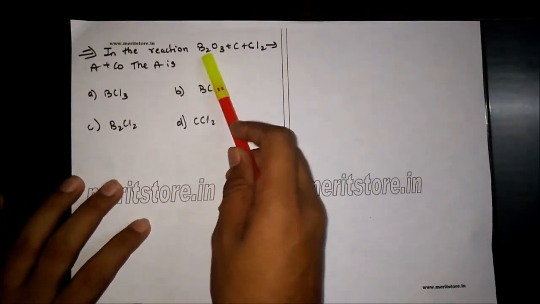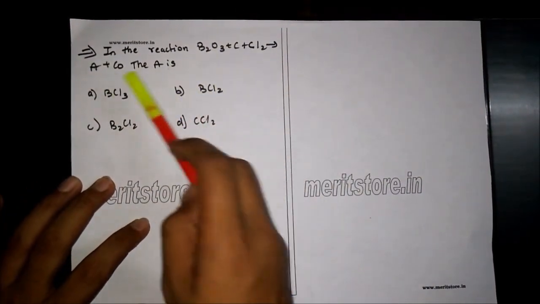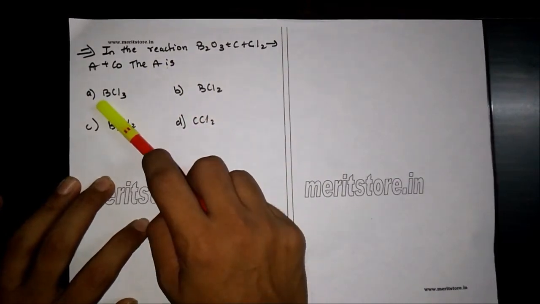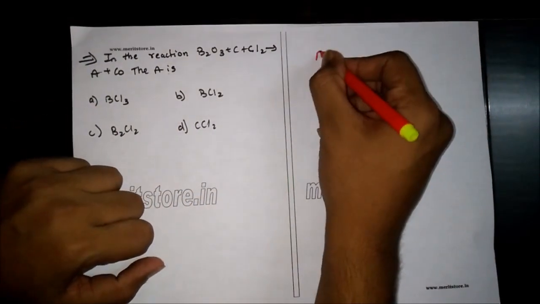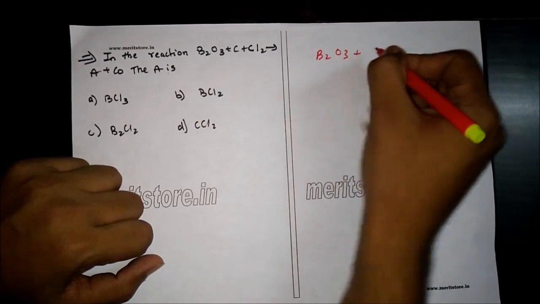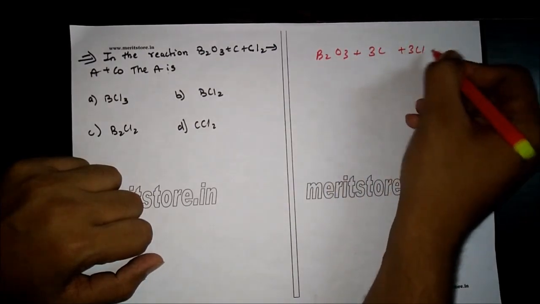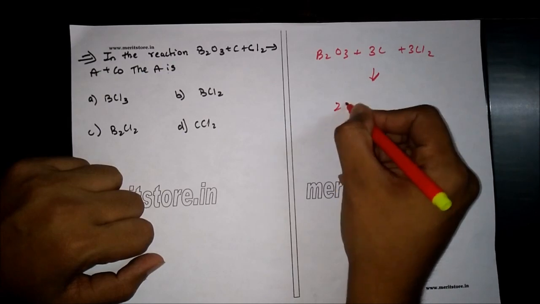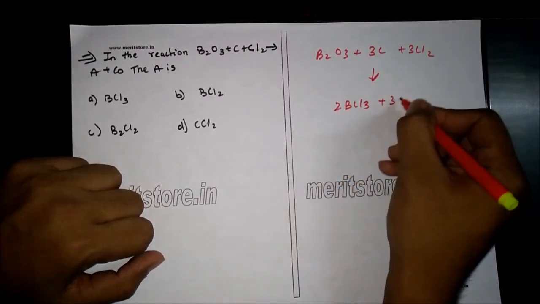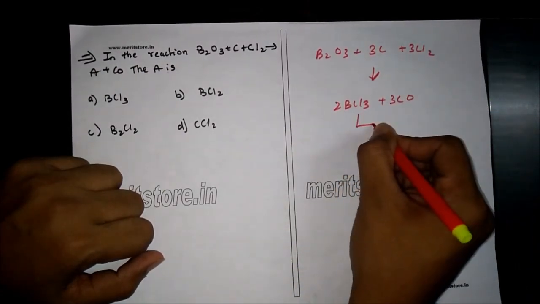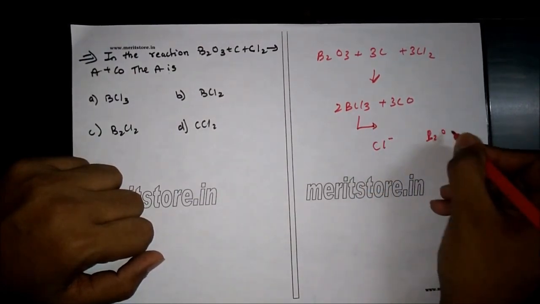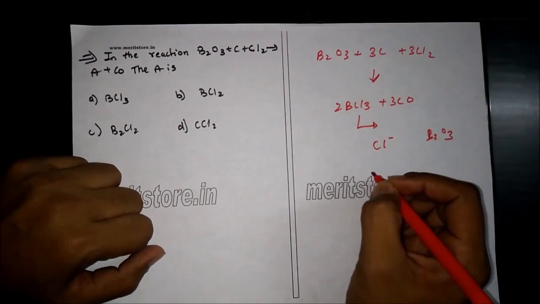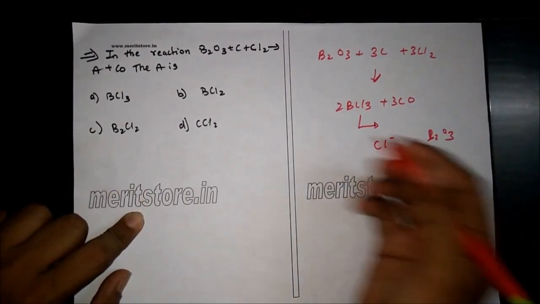In the reaction B2O3 plus C plus Cl2 gives A plus CO, the A is either A, BCl3, B, BCl2, C, B2Cl2, or D, CCl2. Now let's look at what reaction takes place. B2O3 plus 3C plus 3Cl2 gives 2 BCl3 plus 3CO. Therefore, BCl3 is the product obtained by passing chlorine over the heated mixture of B2O3 and powdered charcoal. Therefore, here the correct answer is BCl3, which is option A.